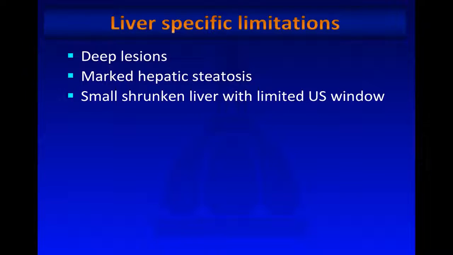So there are liver-specific limitations. If the lesion is very deep, more than 10 centimeters, really, the contrast gets very attenuated. If there is marked hepatic steatosis, or if there is a small shrunken liver, which is way under the rib with limited ultrasound windows, then these patients will not be a good candidate for contrast.